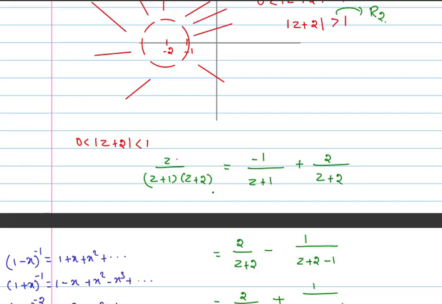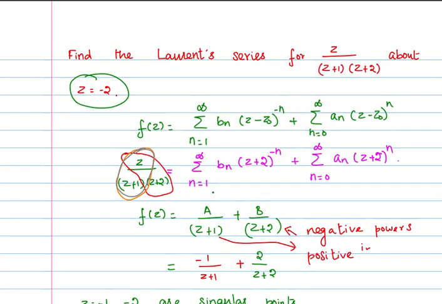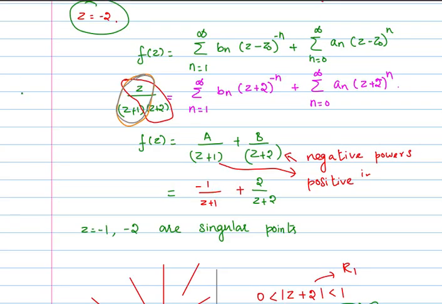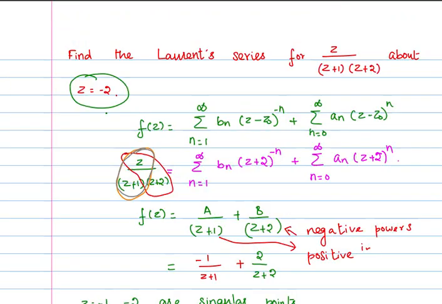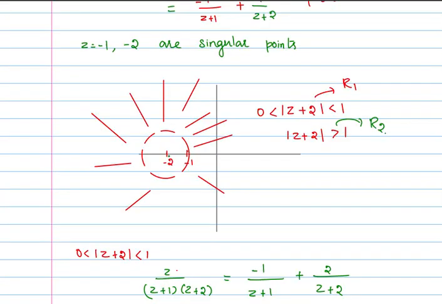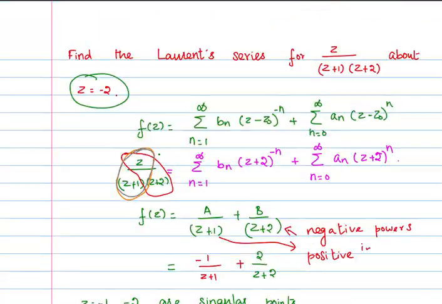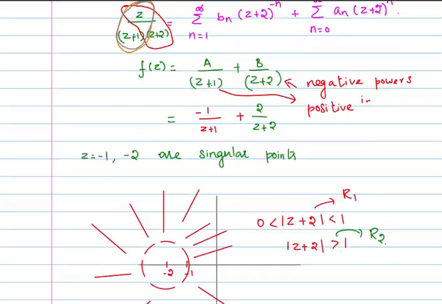So first of all, the key step is to find the singular points, that is, where the function blows up. So z is equal to minus 1 and z is equal to minus 2. Now I want to draw the circle based on the given center. The given center is minus 2, so I draw the circle with minus 2 as the center. So it is not participating, and that is why the first part all becomes negative powers.